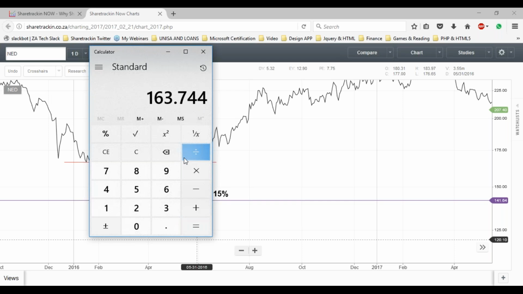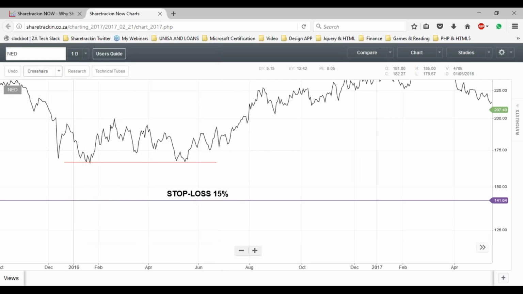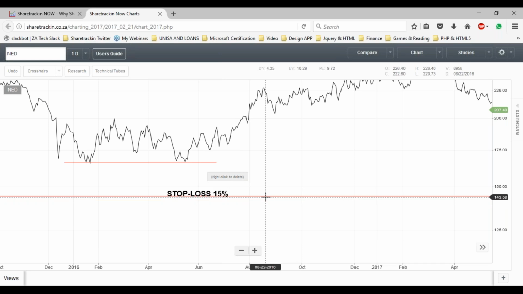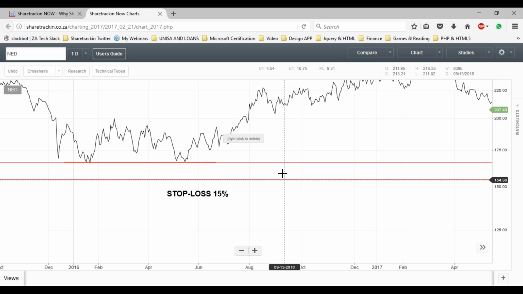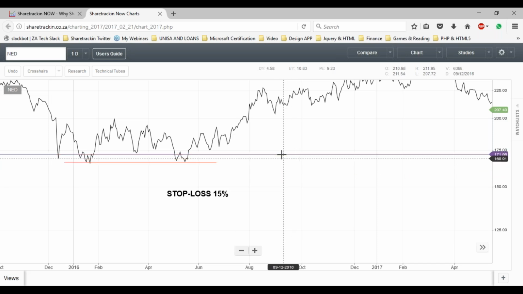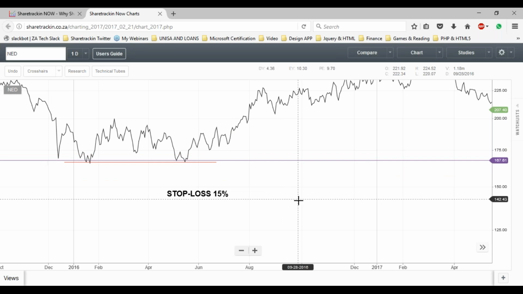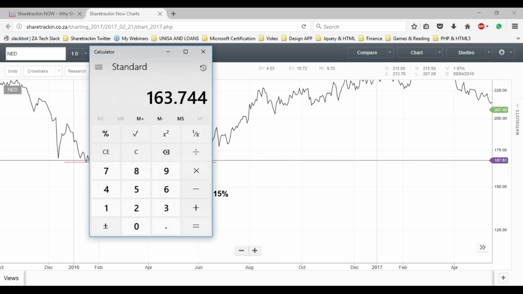Now, that gives me a total amount where my stop loss should currently be. It should be in the region of about 163.74. So we get back here, and I will try and readjust. Now, on the new software, you don't need to draw new lines. You can just click and drag the line that you've already drawn. And what we're trying to do is get as close as possible to this 163.74.